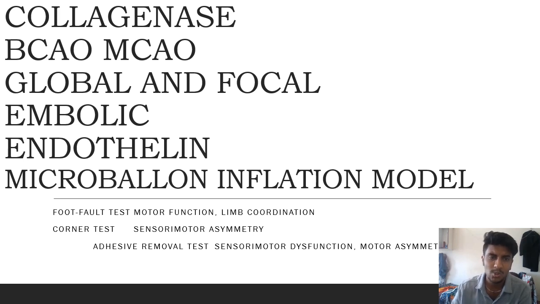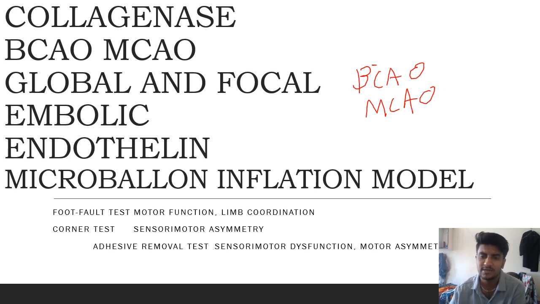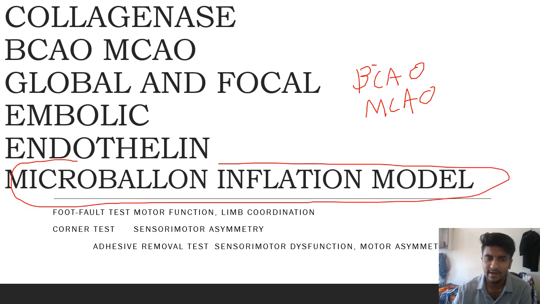Talking about stroke, we have MCAO and BCAO, middle cerebral artery occlusion and bilateral common carotid artery occlusion. So these are different techniques. Then we have the microballoon inflation model. This is also a widely used model. Then we have endothelin B. So endothelin B is widely involved in stroke pathophysiology, and there is a lot of importance.